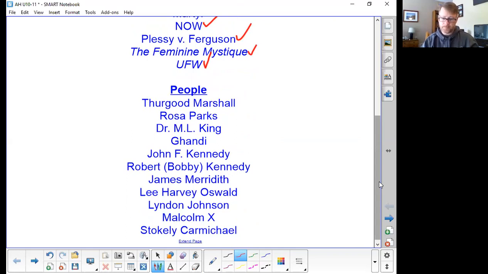Rosa Parks, symbol of the Montgomery bus boycott, the originator of the case that starts the boycott in and of itself, led by Dr. King. Next individual listed, who was inspired by Gandhi, a civil rights leader in India. And so again, these are all interrelated. John F. Kennedy, president from 1961 to 1963, assassinated by Lee Harvey Oswald.